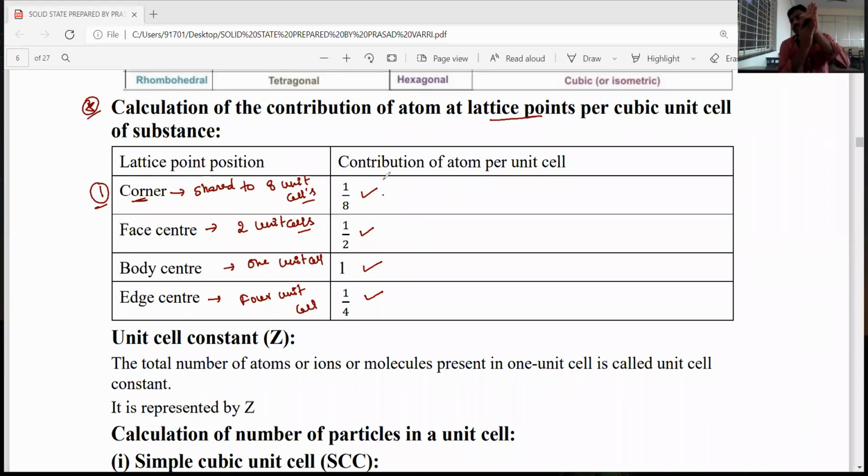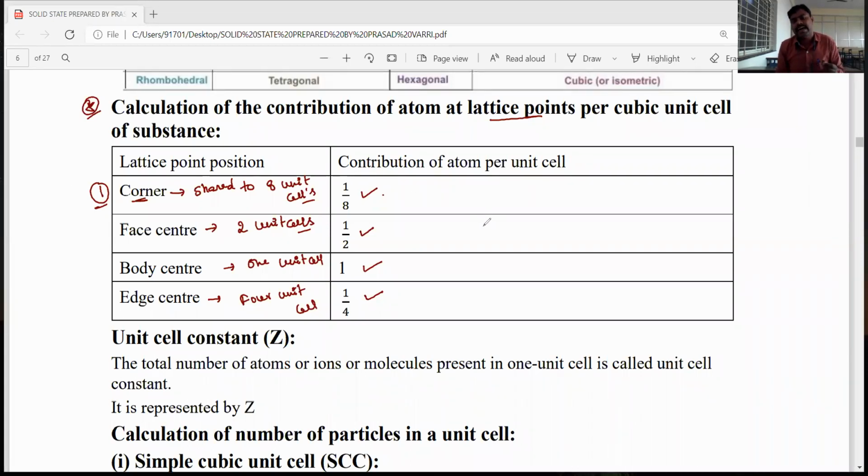Like the face center, the face center is connected with 2 unit cells. Then the part present for one unit cell is 1/2. The body center belongs completely to one unit cell only. If an atom is present at the body center, the part belonging to that unit cell is 1. If it is an edge center, around 4 unit cells are sharing it, meeting at one edge center. Then if an atom is present at the edge center, the portion belonging to one unit cell is 1/4. Okay, dear students, this data is very, very important.